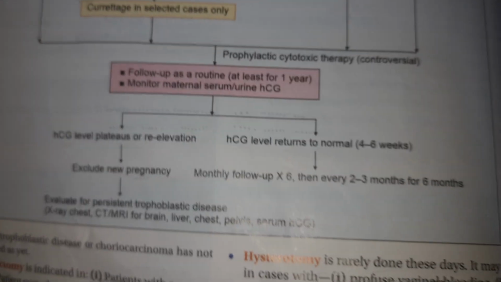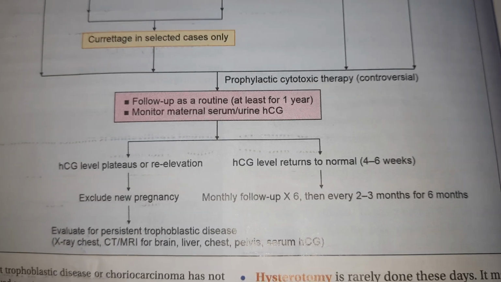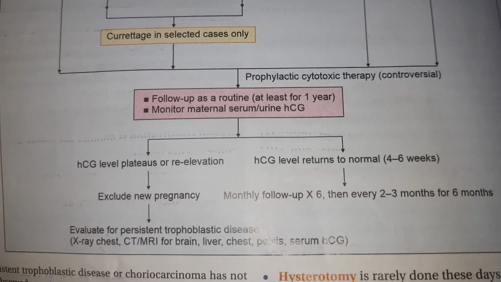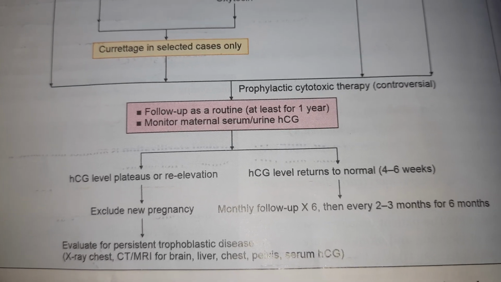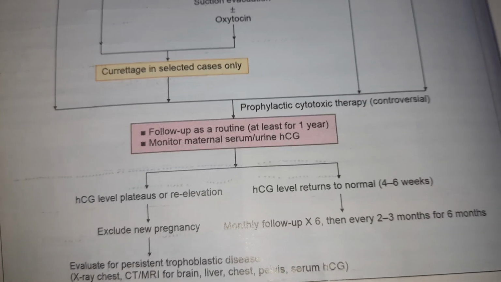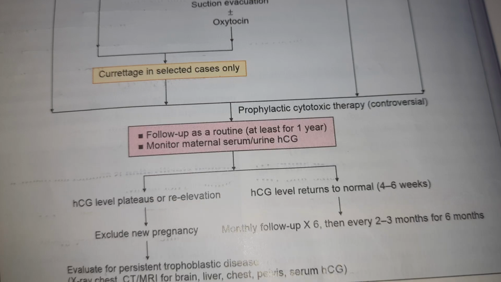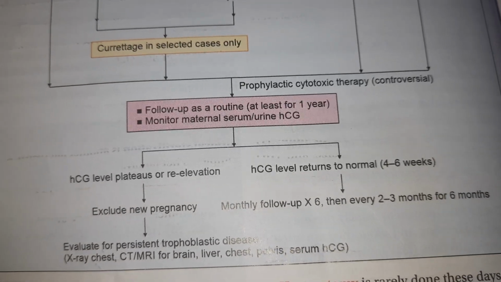So talking about the follow-up part, after the definitive treatment, we have to do the follow-up. The routine follow-up is mandatory for all cases for at least 6 months. The occurrence of choriocarcinoma is mostly confined to this period. So the prime objective is to diagnose persistent trophoblastic disease, that is considered as malignant.